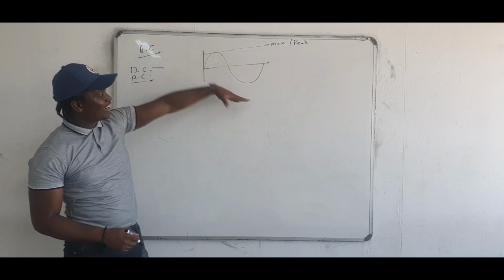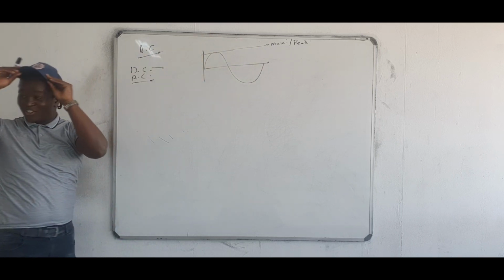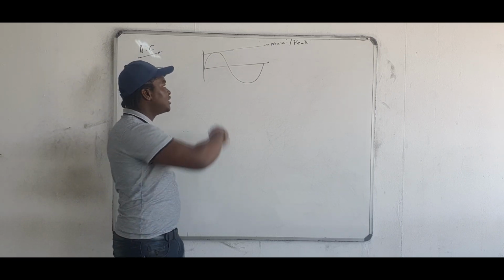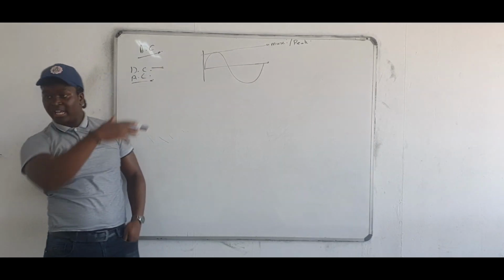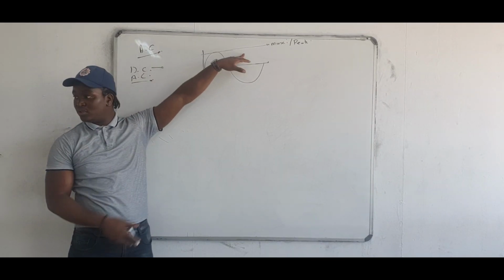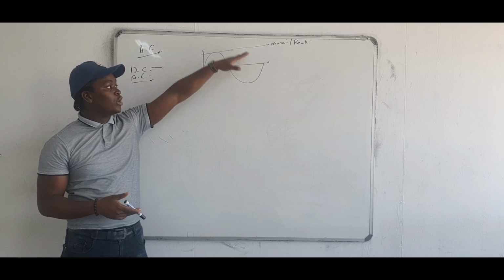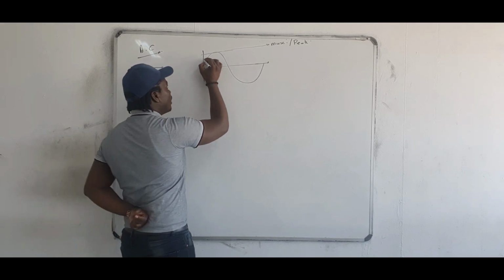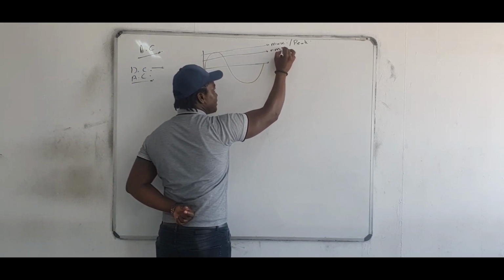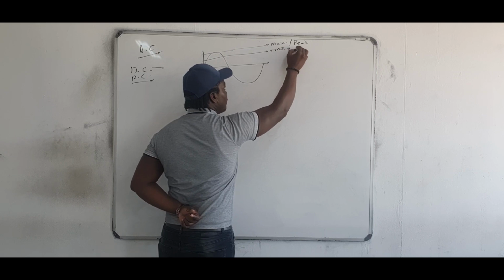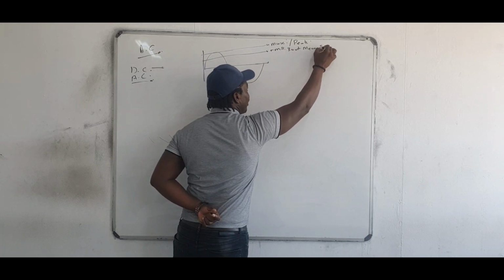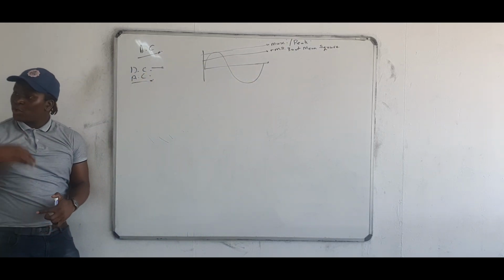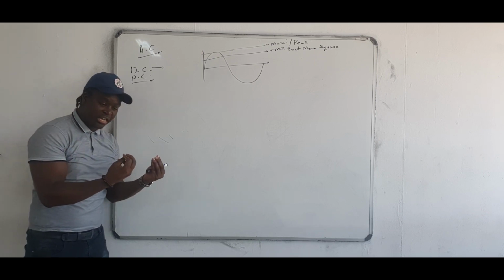Now, let's go back to our graph. There is no constant value of current. If you say our AC value is 230 volts, at what point do we have a constant 230 volts here? There is no point in the graph where we get a constant 230 volts. But we have what we refer to as our RMS. RMS stands for root mean square. And the root mean square is the equivalent AC.